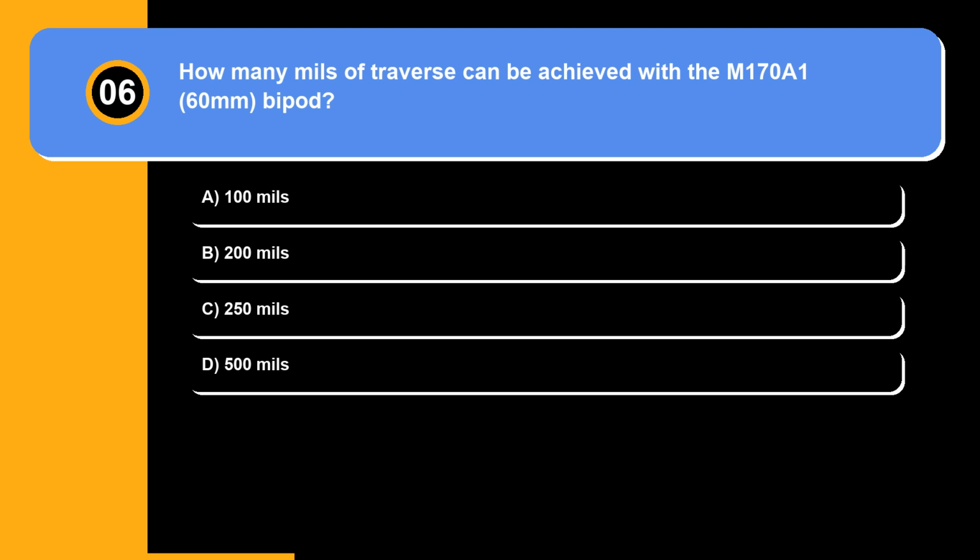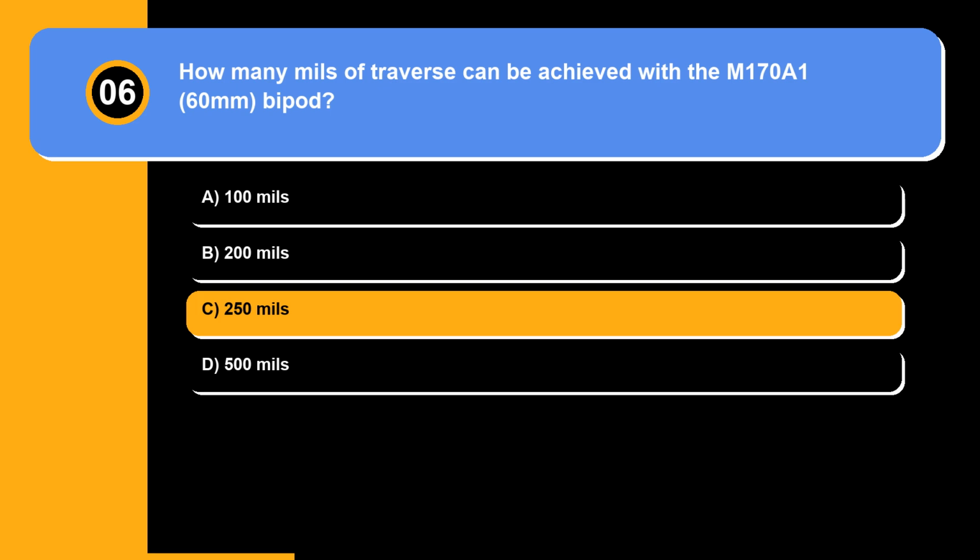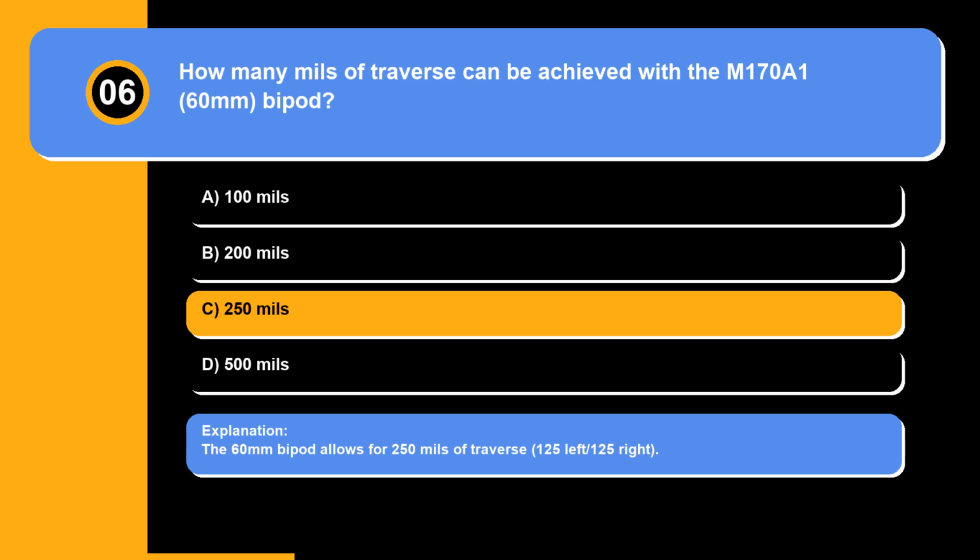Question 6. How many mils of traverse can be achieved with the M170A1, 60mm, bipod? A. 100 mils, B. 200 mils, C. 250 mils, or D. 500 mils. The correct answer is C. 250 mils. The 60mm bipod allows for 250 mils of traverse, 125 left/125 right.